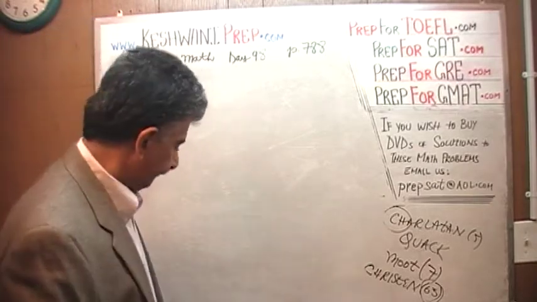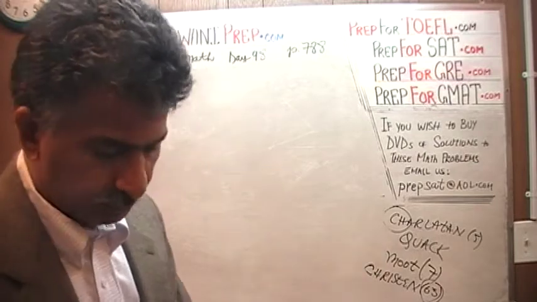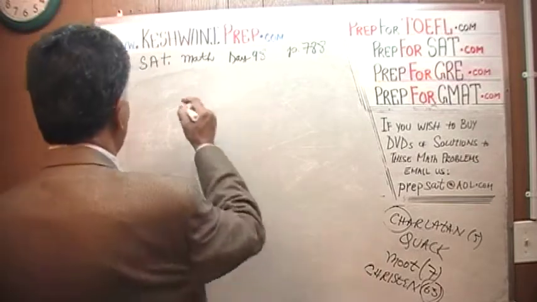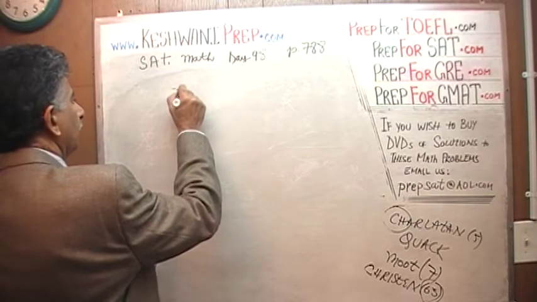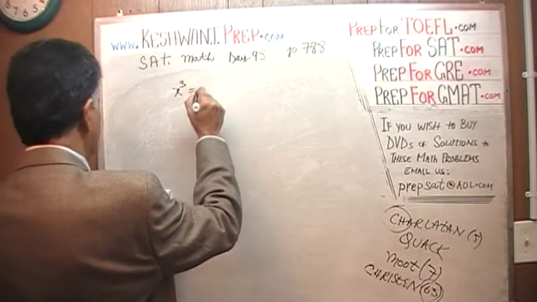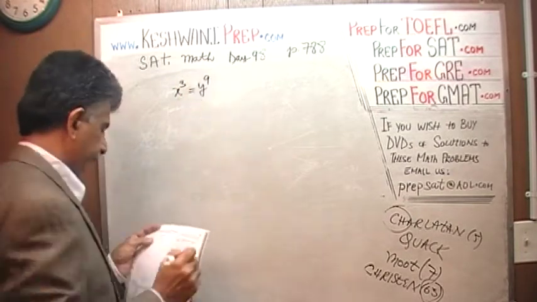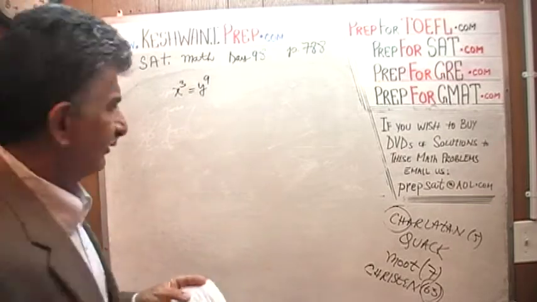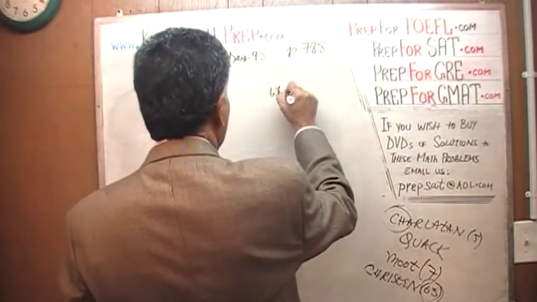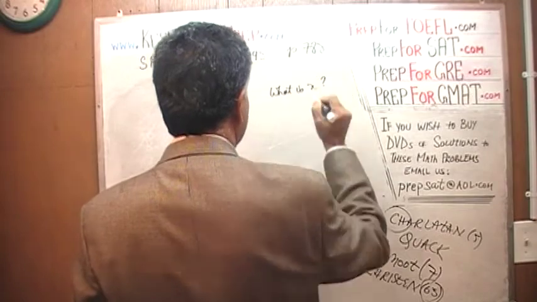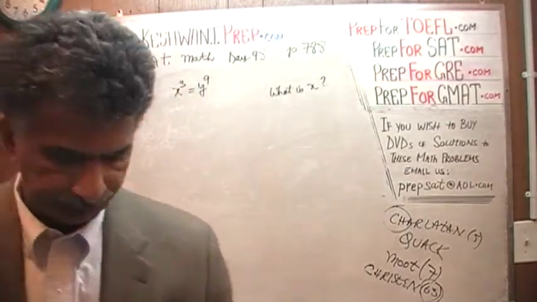Very first problem. We are told that x cubed equals y raised to 9. And the question simply is, what's the value of x? What is x? Well, let's find out, shall we?